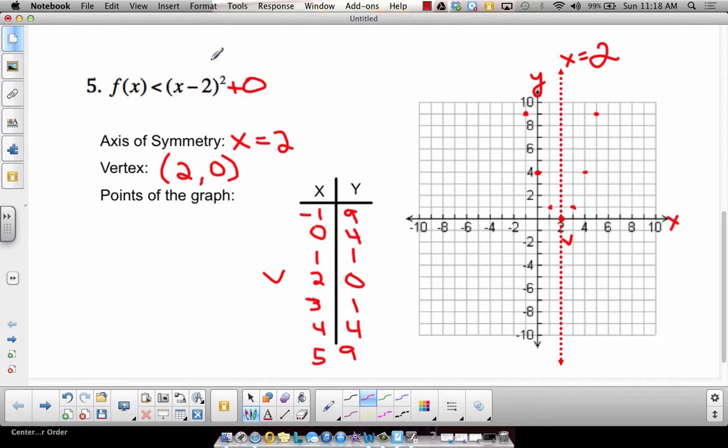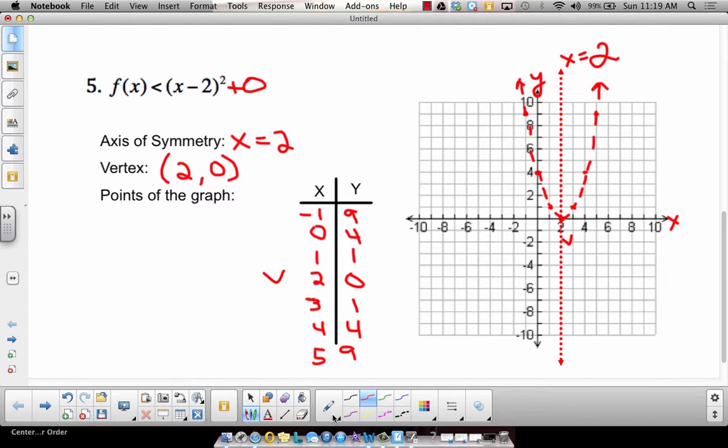This is a strict inequality. It's strictly less than, so therefore it's going to be a dashed line. This is a challenge. Give me a little leeway here, obviously, since I'm dealing with a mouse and a whiteboard that's only on the computer. All right, so there's my parabola part.